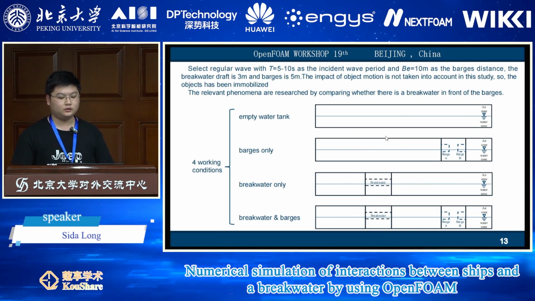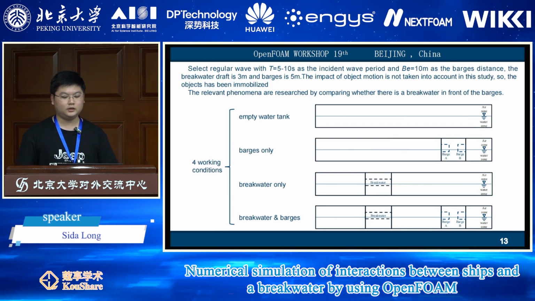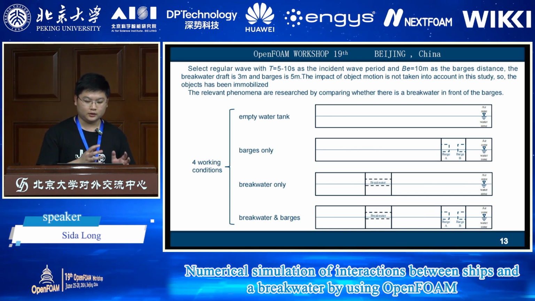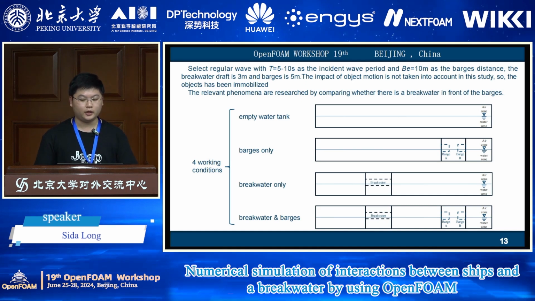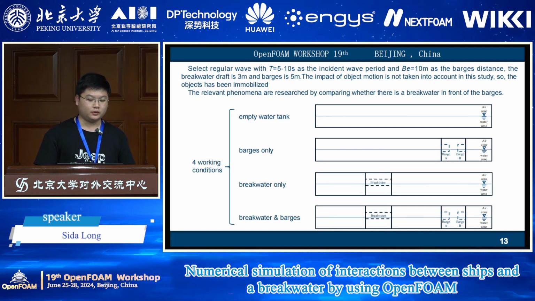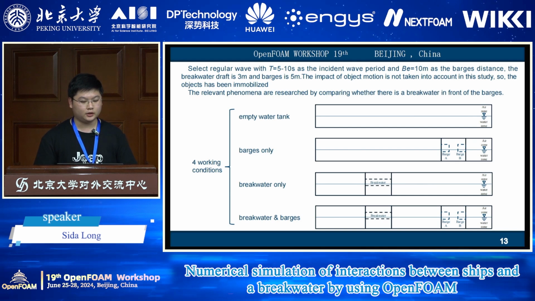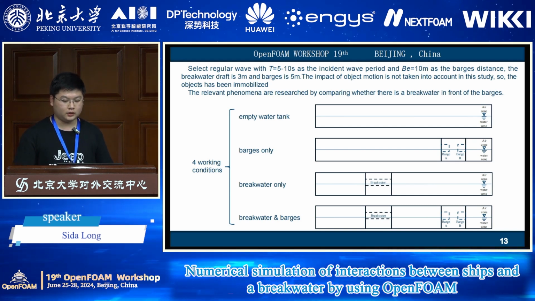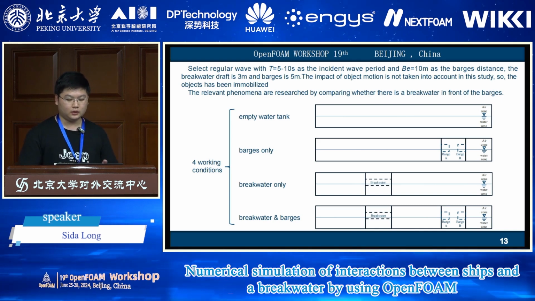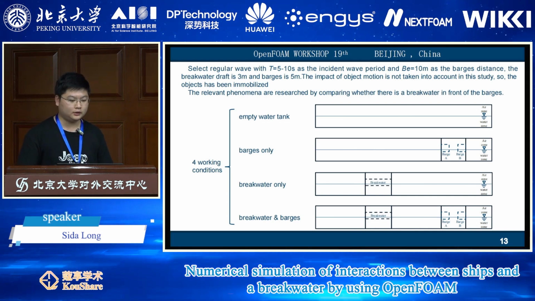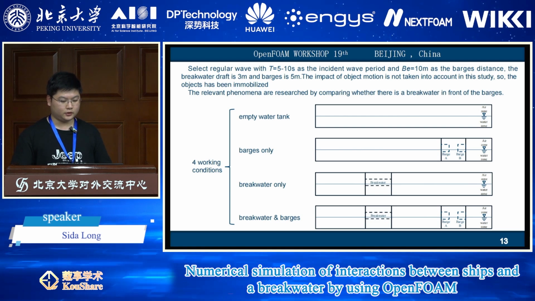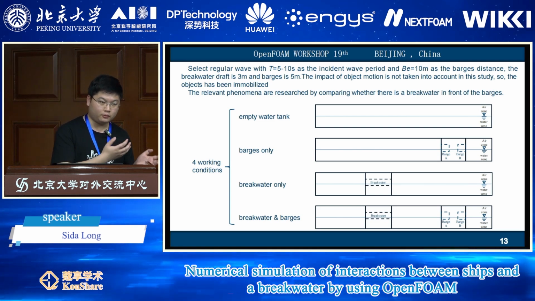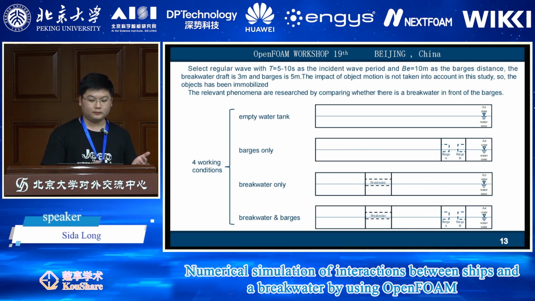We select a regular wave with 5 to 10 seconds as the incident wave period and 10 meters as the barge distance. The breakwater draft is 3 meters and the barge is 5 meters. The impact of object motion is not taken into account in this study, so we just immobilized the objects. The relevant phenomena are researched by comparing whether there is a breakwater in front of the barges.